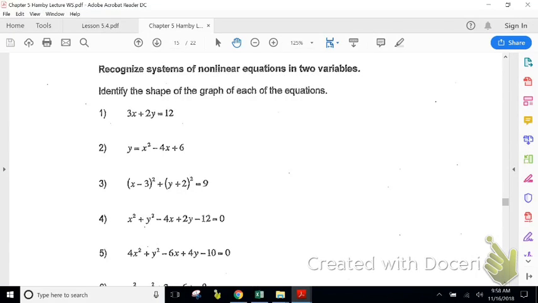All right, so 5.4, we're going to talk about systems of nonlinear equations in two variables. The first part here just wants us to identify the shape of the graph of each of the equations. So what type of a function is number one? Is it linear, quadratic, cubic, conic? It is linear. And what type of a graph is that going to give me? What's it going to look like? Is it a parabola, circle? It's a straight line.